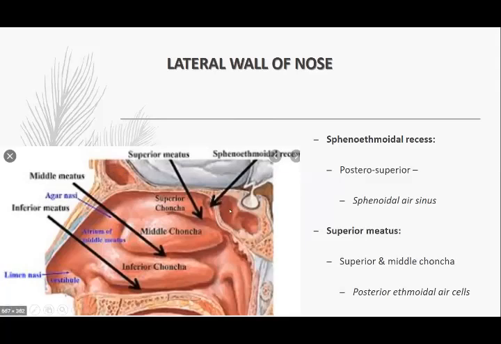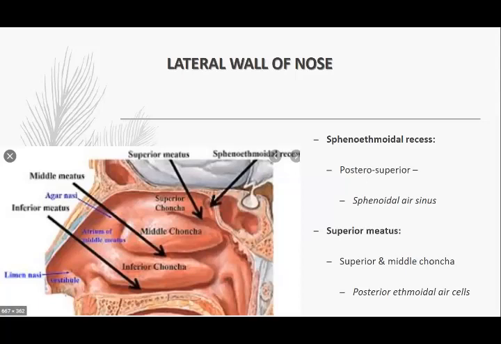So these are lined by mucous membranes. Mucous membrane obviously produces secretions. Those secretions have to be drained. So they have to drain somewhere, right? So this sphenoidal air sinus drains over here into the sphenoethmoidal recess because this is the nearest outlet.